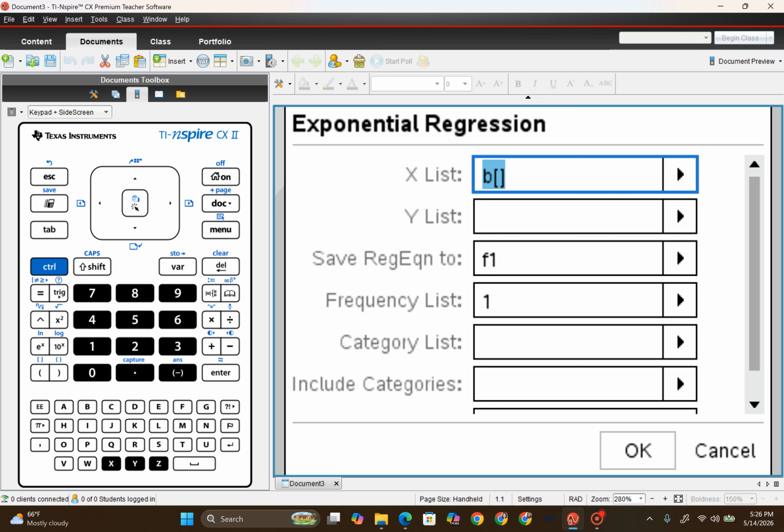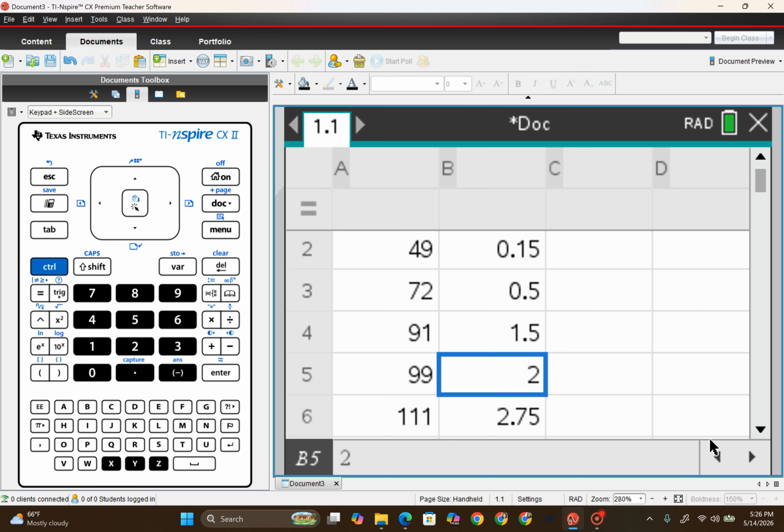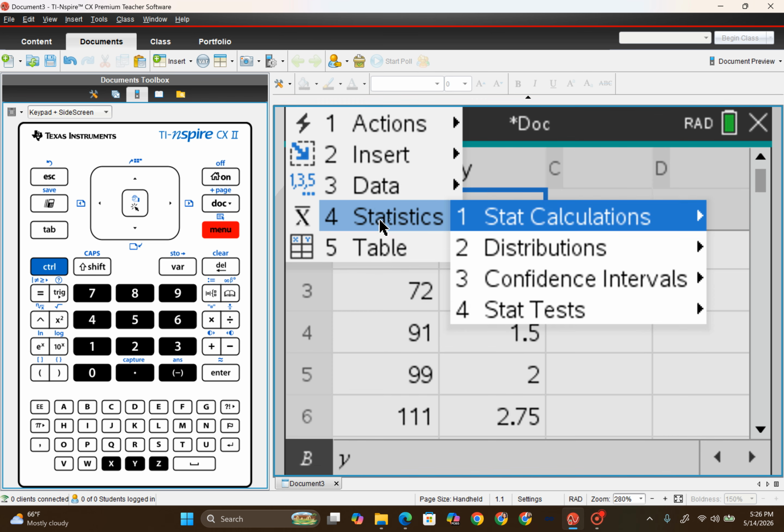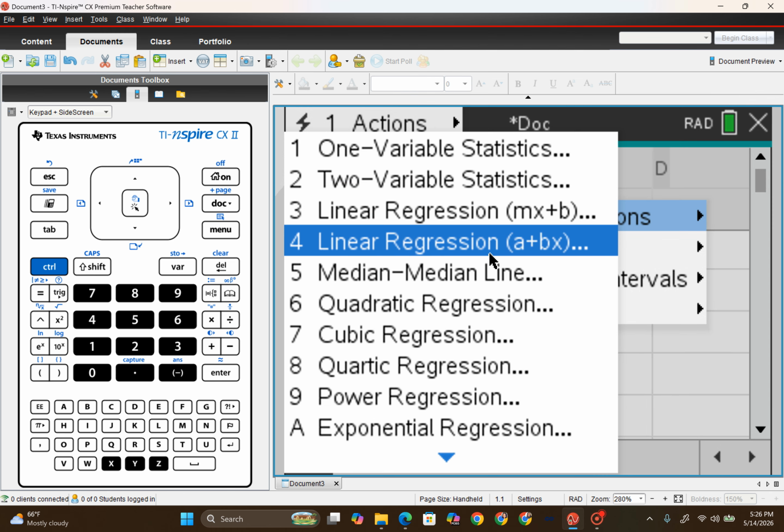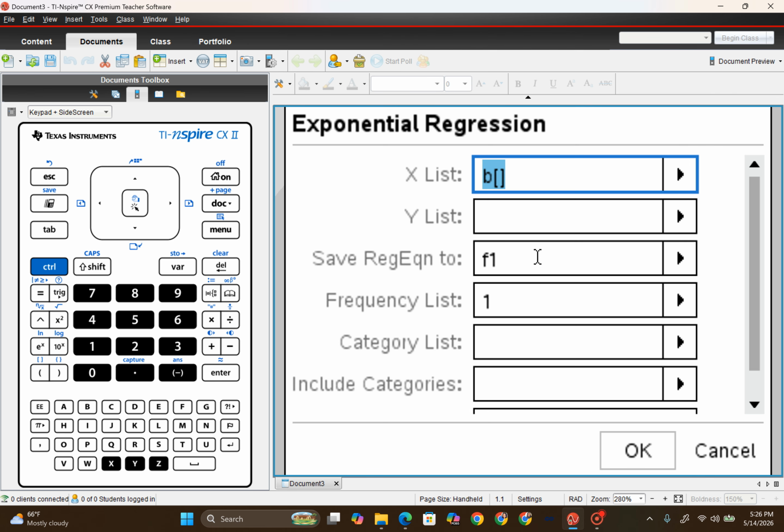So our X list, yeah, I did not do that. So I'm going to go over here and just put X. You need to label these, which I did not do, and Y. So let's try that again. Menu, statistics, stat calculations, and I'm going to do exponential. So now I can plug in my X, I can plug in my Y, and then I can hit OK.